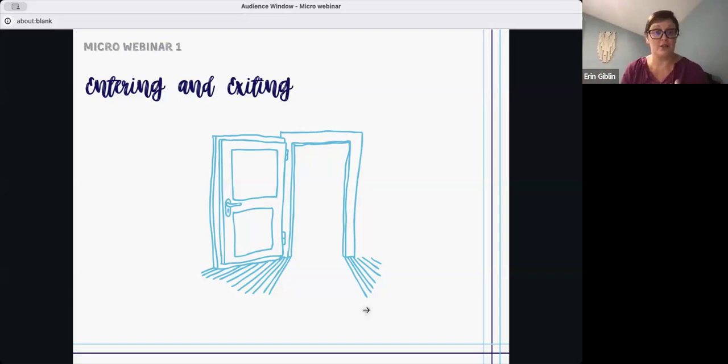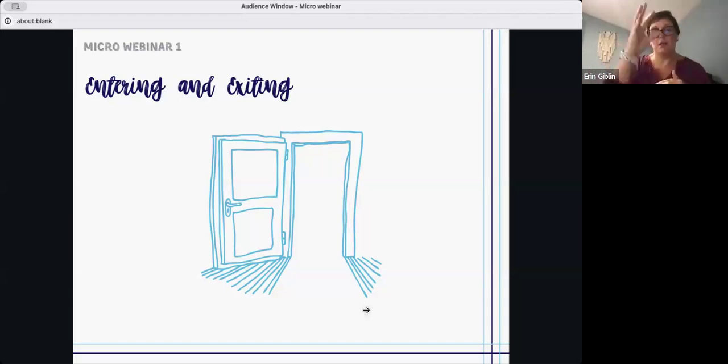Do they need to go to their desk first? Do they need to unpack? Do they need to turn in homework? Think about all of the things that you want a student to do when they're coming in. Put it in order, and then make sure that as you teach that procedure that you break it down.